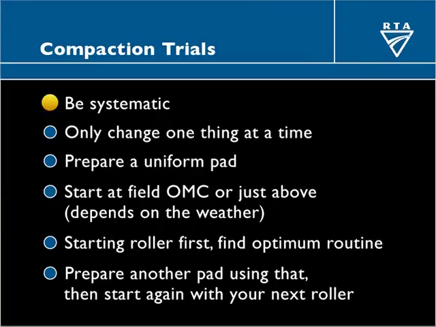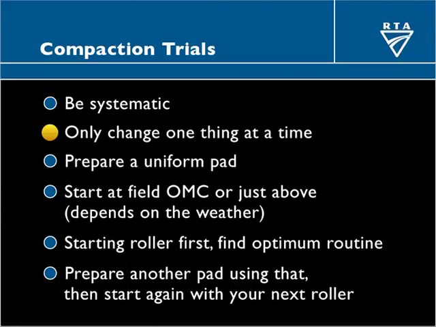The first is be systematic and only change one thing at a time. Then you'll find out how the thing you've changed affects your compaction. If you change everything, even if you fluke it, you'll never know exactly what you did and how much changing something else small could affect your field results. Leads to much mystification and much wasted time.